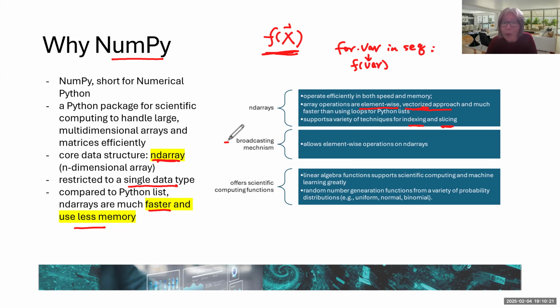So here there's also the broadcasting mechanism. Okay, so it allows element-wise operation on ndarrays. And broadcasting can also expand a smaller array to a larger array to match and then support some array operation. Okay, and here it also offers a list of scientific computing functions like linear algebra and machine learning, okay, and random number generation, and we will also see some of that. So this is just some concept.